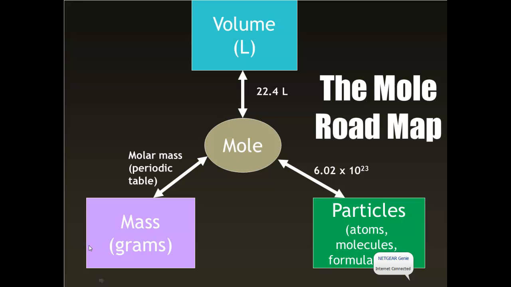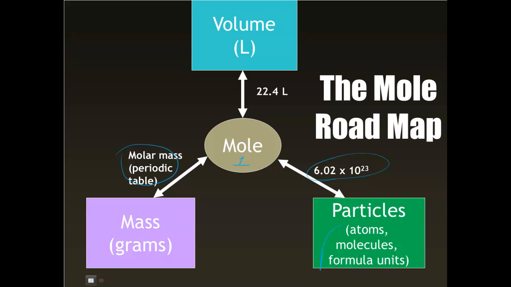Okay, this is the mole roadmap that I showed you guys last week. We can look at volume in terms of liters, 22.4, mass in terms of grams, and we get the molar mass off the periodic table. And when I'm talking about particles, remember particles are atoms, molecules, or formula units. That's when I'm going to use 6.02 times 10 to the 23rd. And everything relates back to 1 mole. So that's what I'm going to compare it back to. That's what we were doing before.